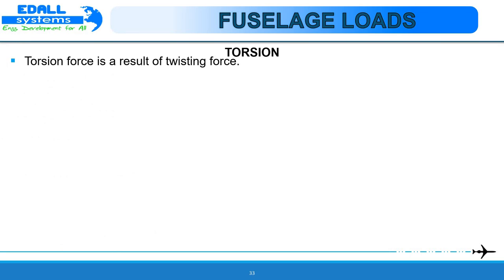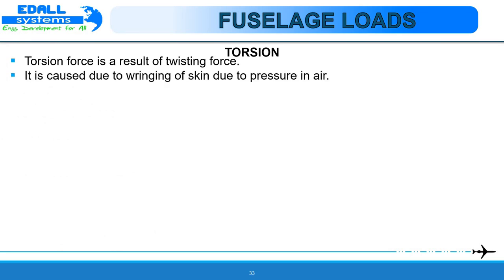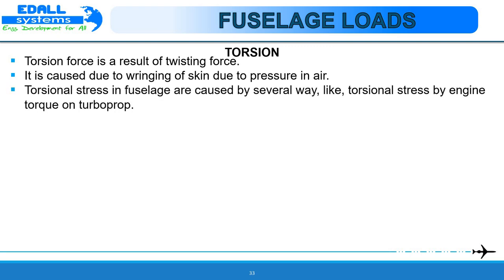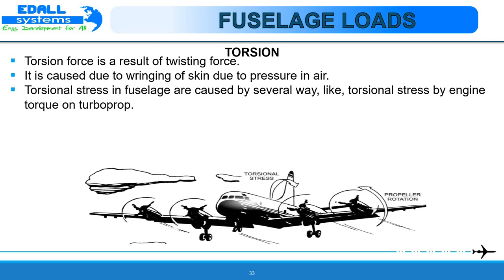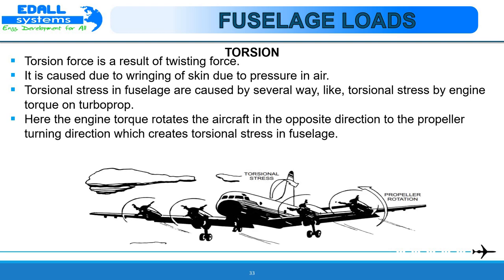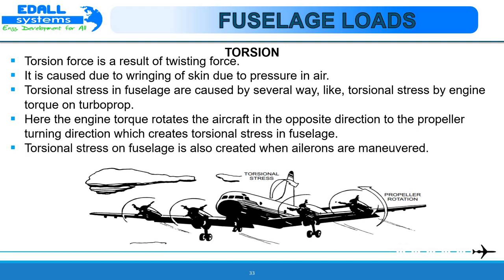Torsion. Torsion is a result of twisting force. It is caused by wringing of the skin due to pressure in air. Torsional stress in the fuselage is caused in several ways, like torsional stress by engine torque on a turboprop. Here, the engine torque rotates the aircraft in the direction opposite to the propeller, which creates torsional stress in the fuselage. Torsional stress on the fuselage is also created when ailerons are maneuvered.